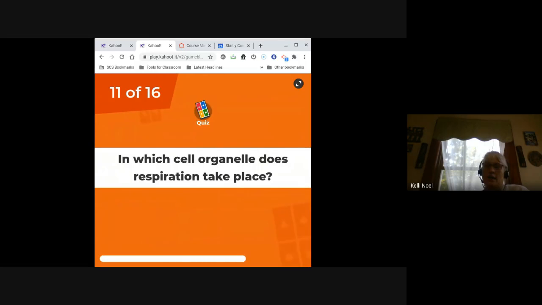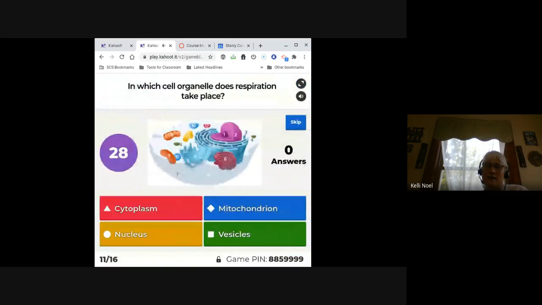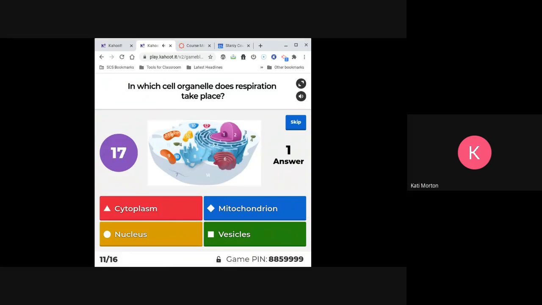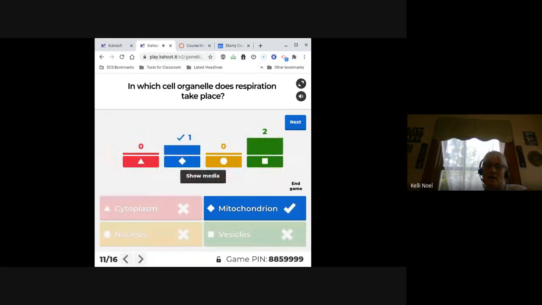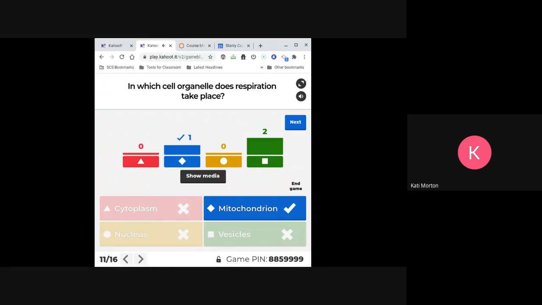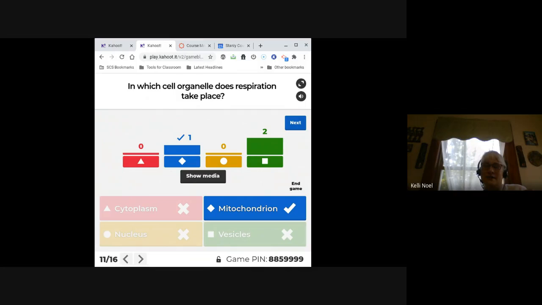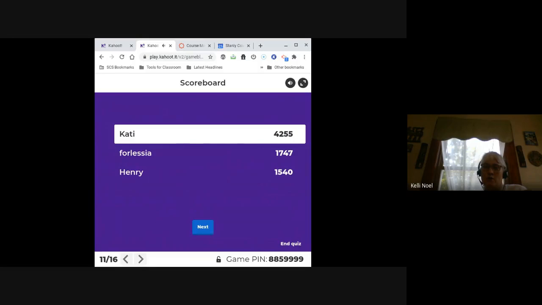In which cell organelle does respiration take place? Where does cellular respiration take place? Which one? Mitochondria. Right. Mitochondria. They're the ones that have this kind of squiggly line in the middle. Remember when I drew it, Henry, you said it looked like bread? Yeah. That's where cellular respiration takes place. Maybe that'll help you connect it.